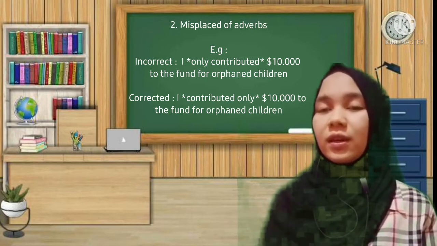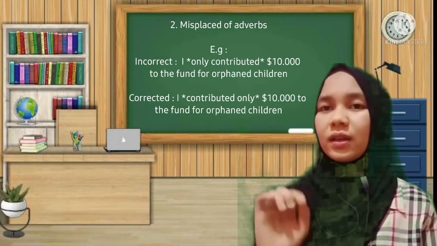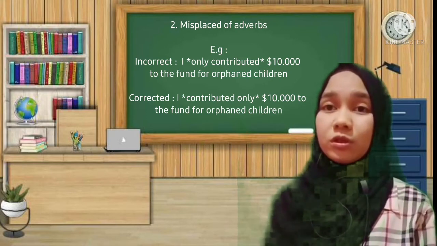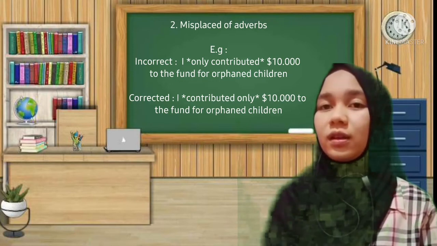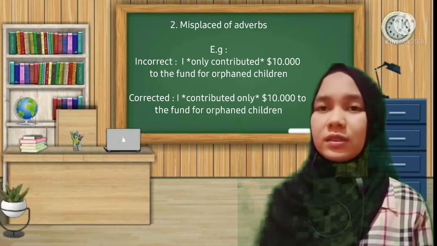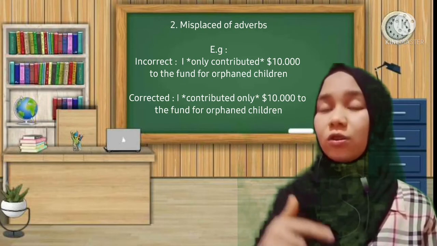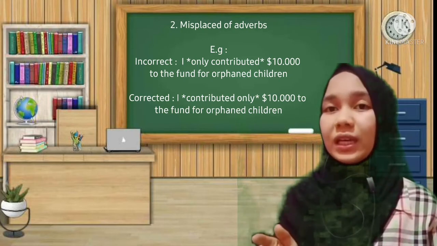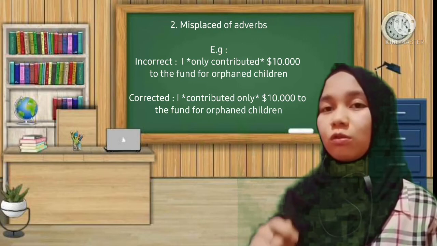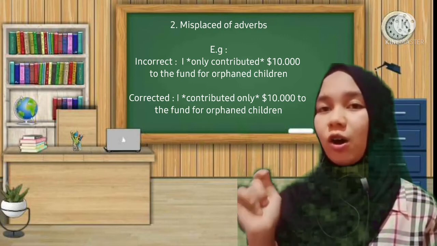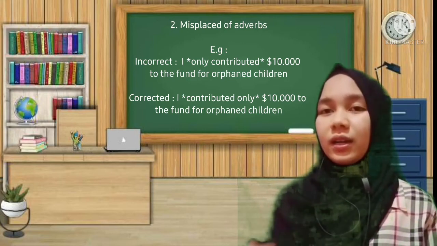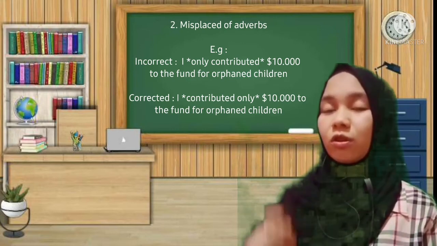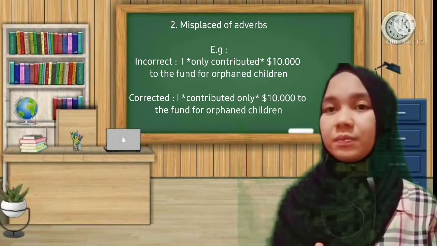The sentence means that I only contribute $10,000. The correct sentence is: I contribute only $10,000 to a fund for orphaned children. So the sentence means that I contribute only $10,000.